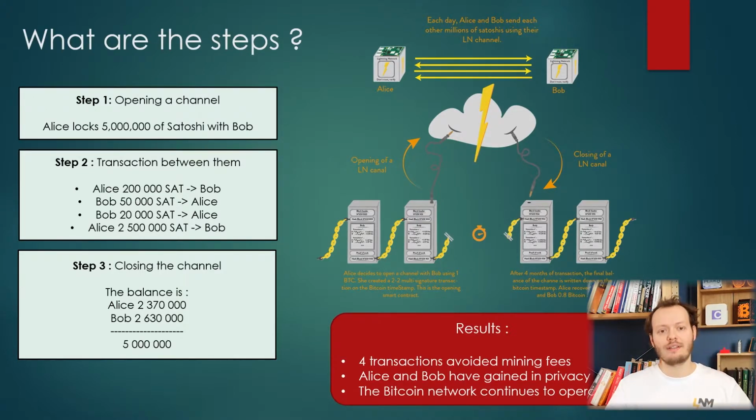And once you are done doing all of those transactions and you want to close the account, close the tab that you have, you're simply gonna cross a line, do the math, and see the final balance. The initial balance was 5 million Satoshi on your side, 0 on Bob's side. Transactions in the middle. Final balance, whatever it is. In my example, it's gonna be 2,370,000 Satoshi on Alice's side and 2,630,000 Satoshi on Bob's side.